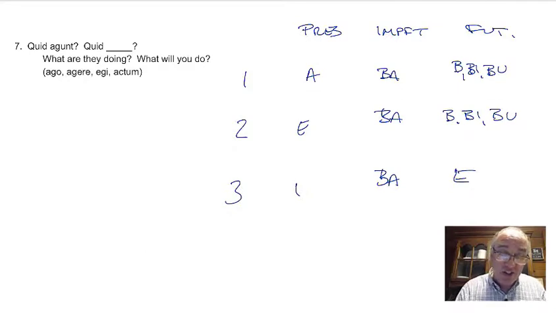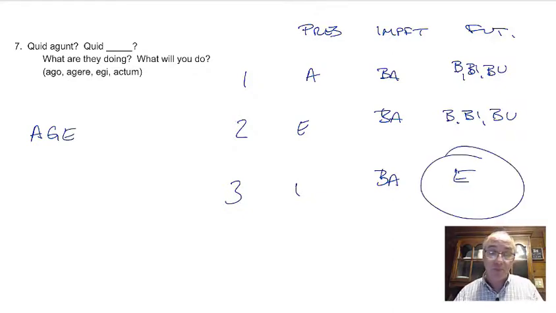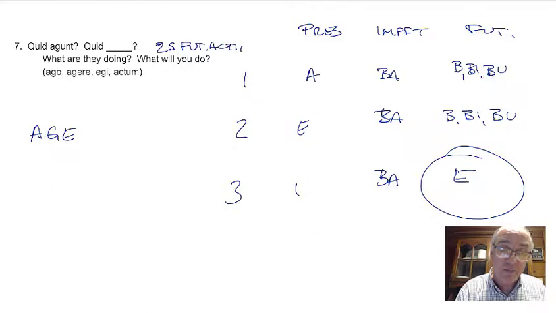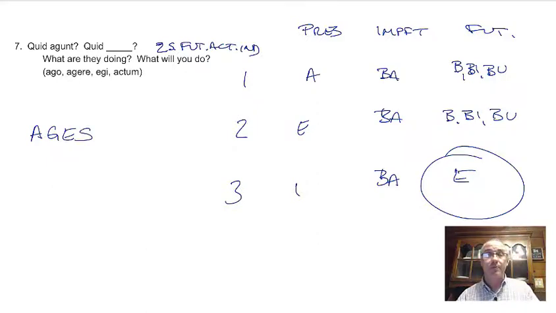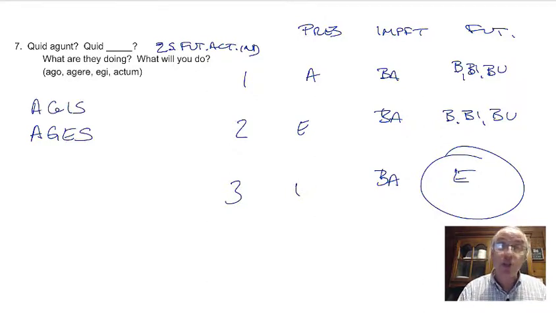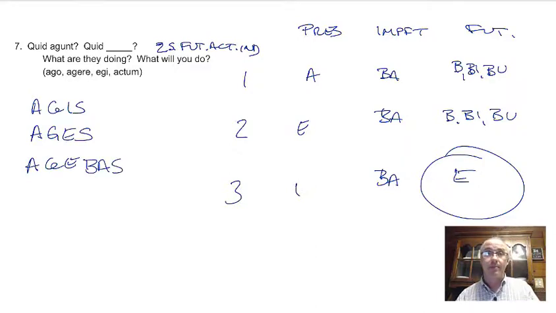So we have our stem here, ag, from ago, agere, but an E is the ending, the sign for the future. What will you do? Second person singular, future active indicative, ages. In other words, the present tense is agis, the future tense is ages, the imperfect is agebas. So, what will you do? Ages. Or I guess it could be agetis if you wanted to make it plural.